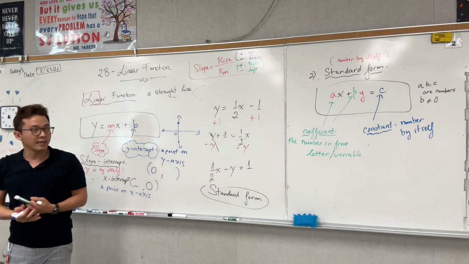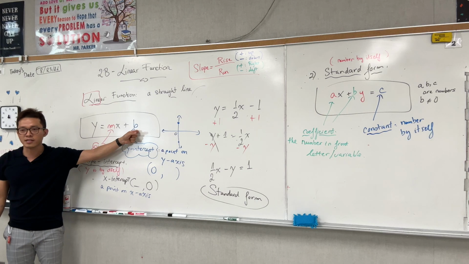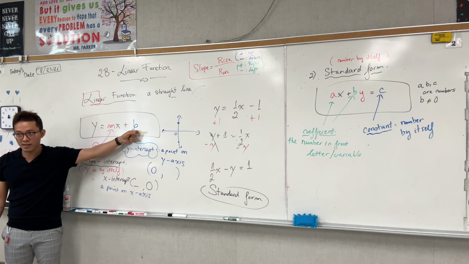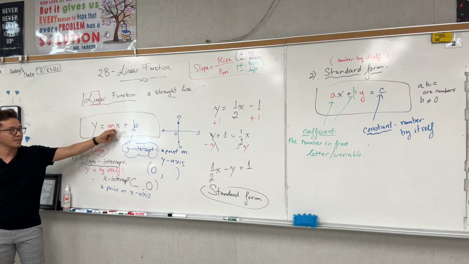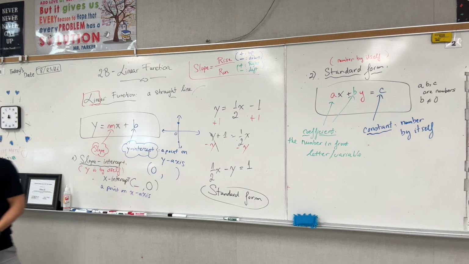So good? Now if you look at here, let's test. B is constant or coefficient? Constant or coefficient? Are you sure? Yeah. Positive? 100%? Great, good job. Coefficient or constant? Coefficient. Very good. You got it.